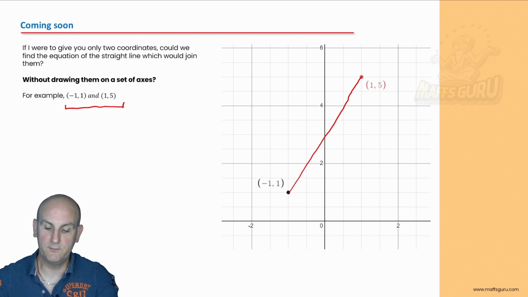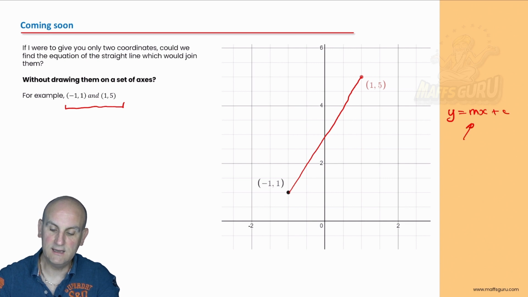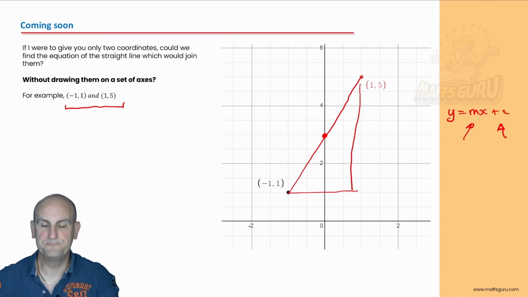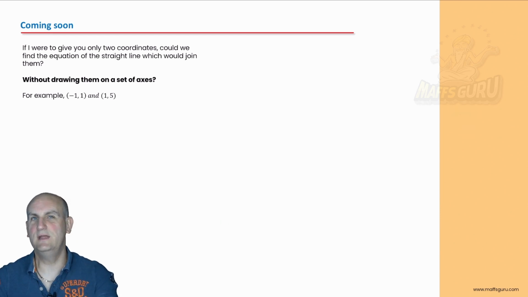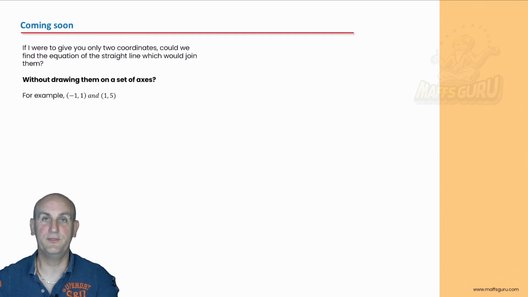Because remember, for my equation, y equals mx plus c, I need the gradient, and I need the intercept. I can probably read that intercept off. I can probably find the gradient. But is there a way of doing it without drawing the graph? Well, actually, that's coming in one of my later videos. I'll leave this screen here for you to see whether you want to work it out for yourself while I do my final remarks. But thank you very much.